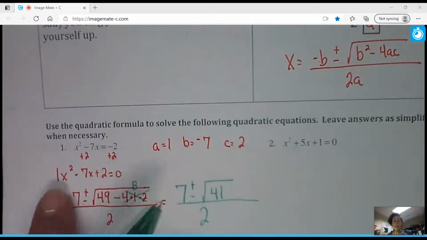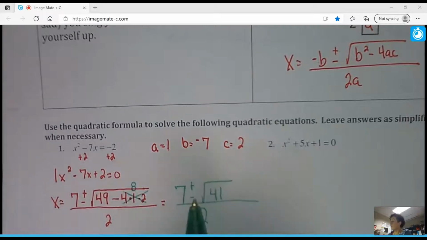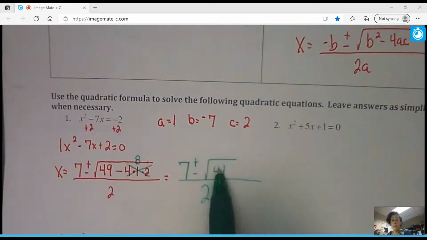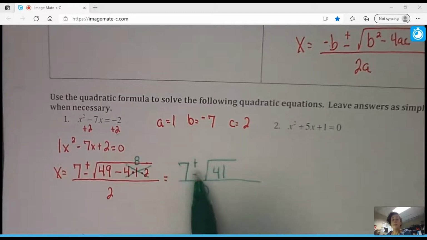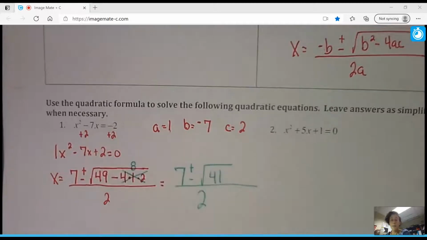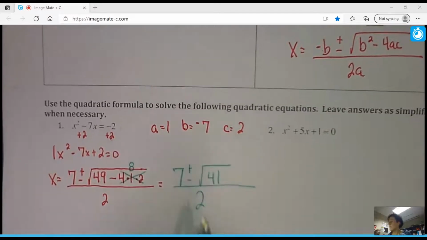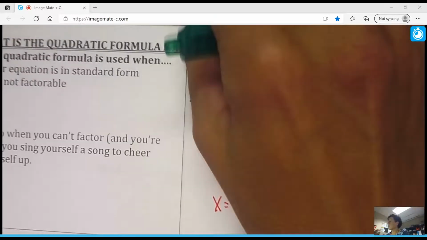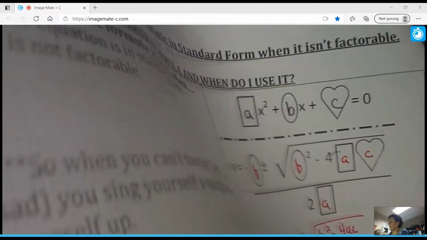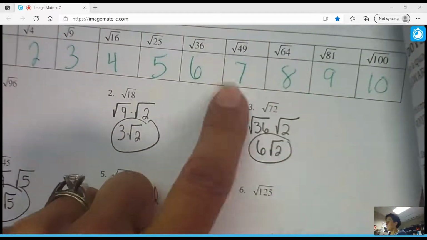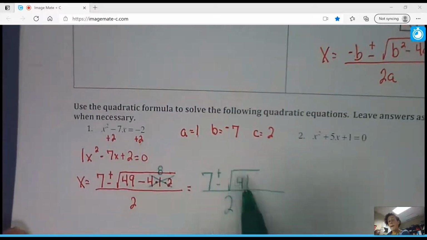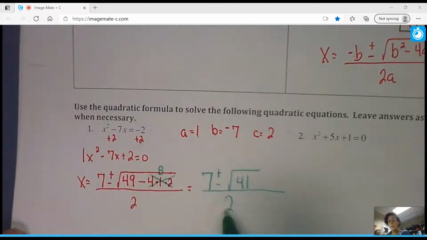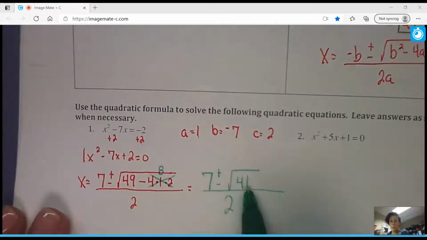So again, this is x equals all of this. And there are two answers. One answer is 7 plus the square root of 41 divided by 2. And then the other answer is 7 minus the square root of 41 divided by 2. And remember, the square root of 41, that's about 6, because it's in between the square root of 36 and the square root of 49. Like here. So it's about 6 something. So I'm having 7 plus about 6 divided by 2, and then 7 minus my 6-ish number divided by 2.